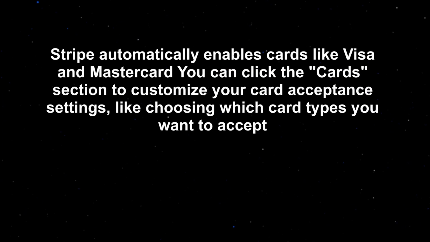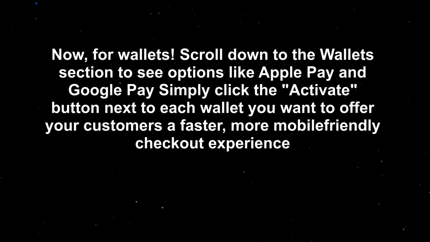Stripe automatically enables cards like Visa and MasterCard. You can click the card section to customize your card acceptance settings, like choosing which card types you want to accept. Now, for wallets, scroll down to the Wallets section to see options like Apple Pay and Google Pay.